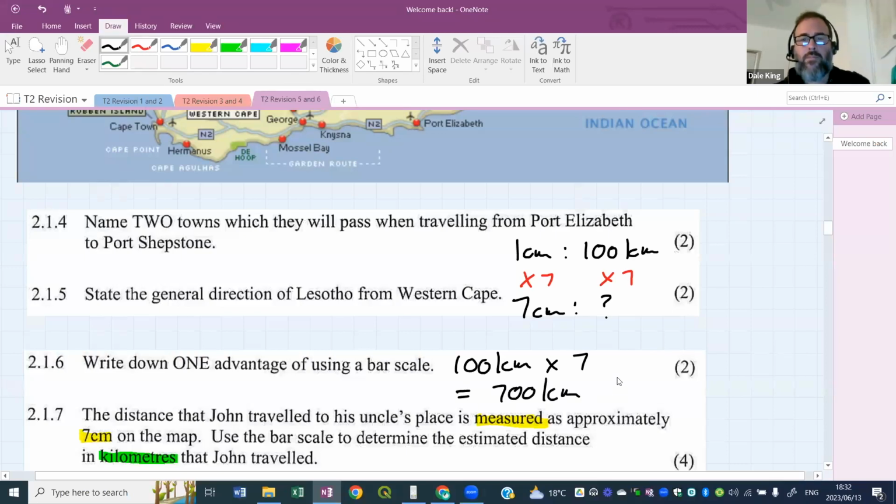Very good. 1 centimeter is 100 kilometers. Then for 7 centimeters, you've got to times by 7. Good job. Don't forget your units as well. That's for 4 marks, guys. That's 4 easy marks. You're hoping they give you one like that. Usually they ask you to measure yourself, but they gave us the ruler measurement in the question. Makes it nice and easy.